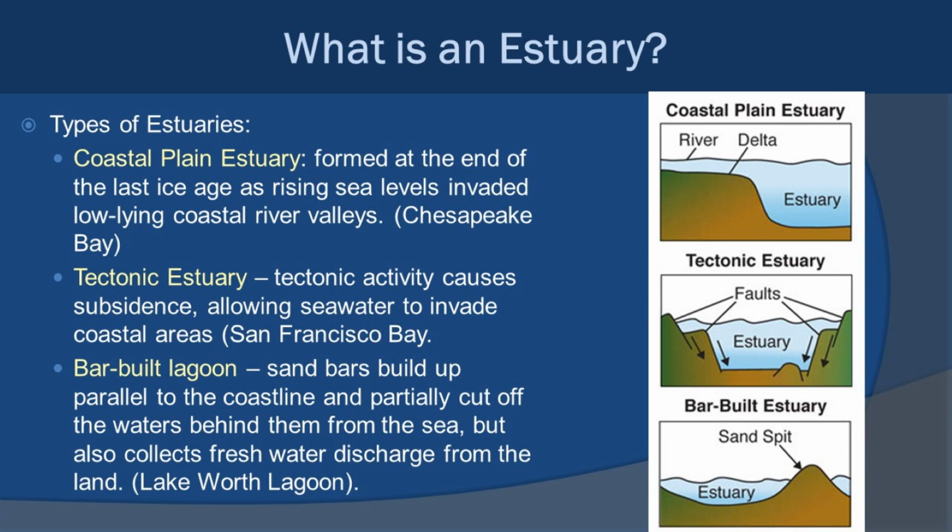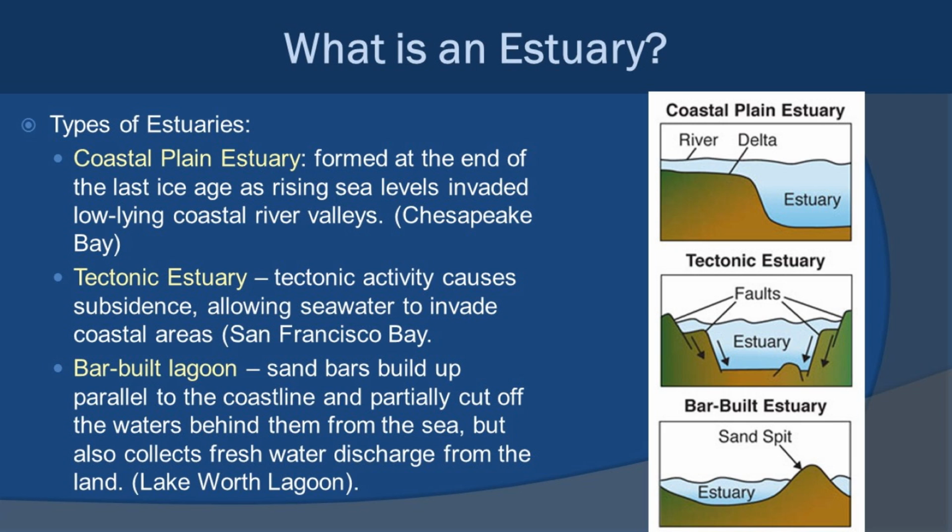So there's several different types of estuaries, and I'm only going to really talk about three of them. The first is what we call a coastal plain estuary, and this is generally formed when water invades a low-lying area. Now, this particularly happened at the end of the last ice age, when sea levels started to come up. The Chesapeake Bay area is an example of that. Then there's the tectonic estuary. This is where tectonic activity will cause some sort of a subsidence or drop in the land area. And then, of course, seawater comes in and invades that area. An example of that would be San Francisco Bay.